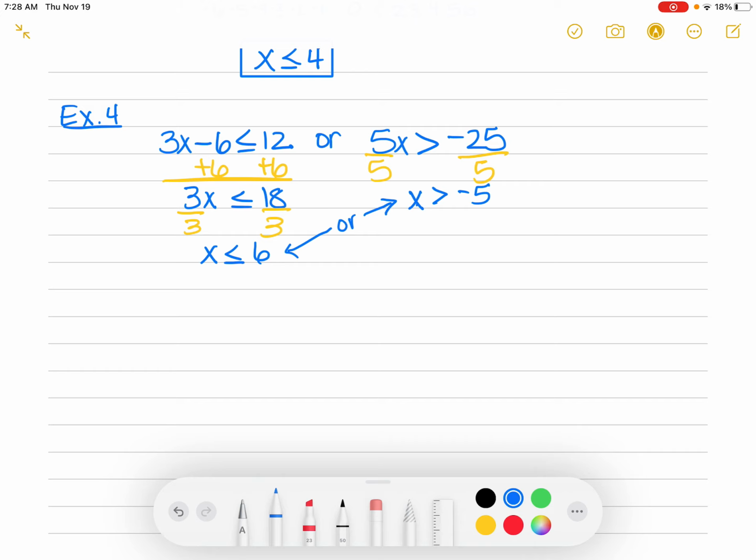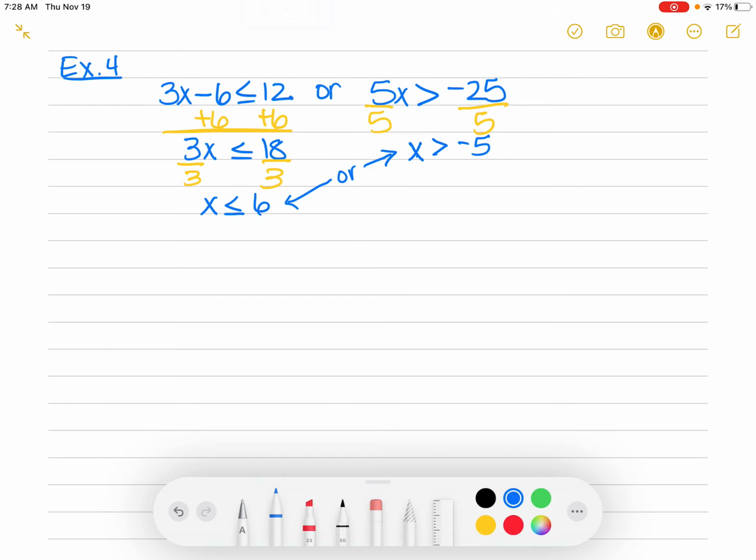Okay, so now let's go ahead and go to a graph. Okay, this one is very different than the other ones. Okay, for time's sake, I'm going to go ahead and just do like this. Okay, you can fill in the numbers if you want to. Okay, so the first one is x is less than or equal to 6.